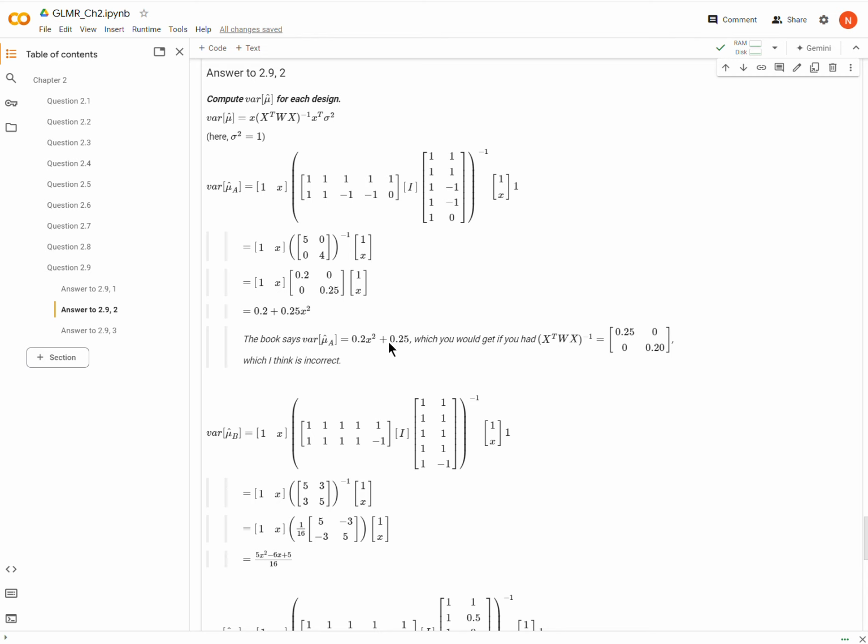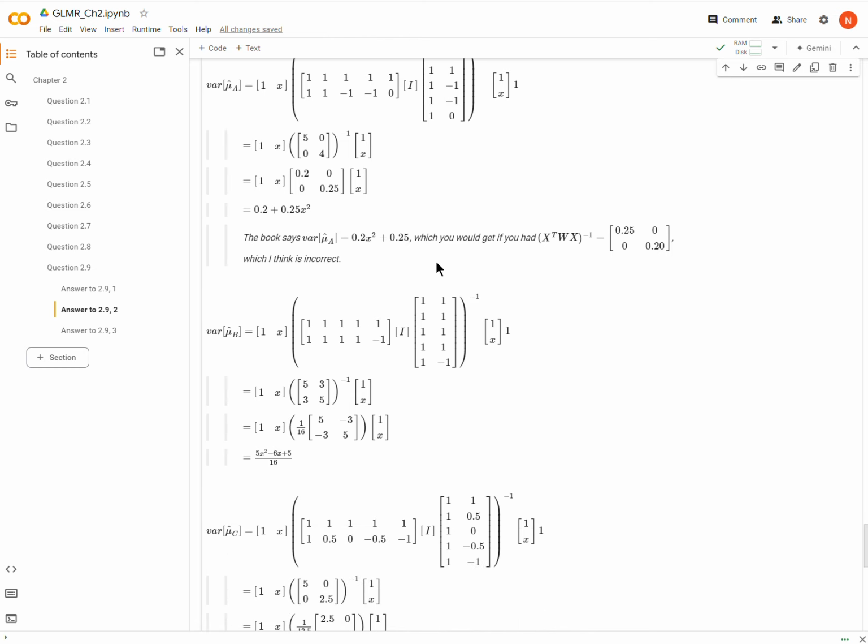So I think that maybe the author made a mistake here, because in order to get this expression, you would have to have this portion right here come out to being 4, 5, and then these would be flipped. So I think that there was just a mistake in the book.